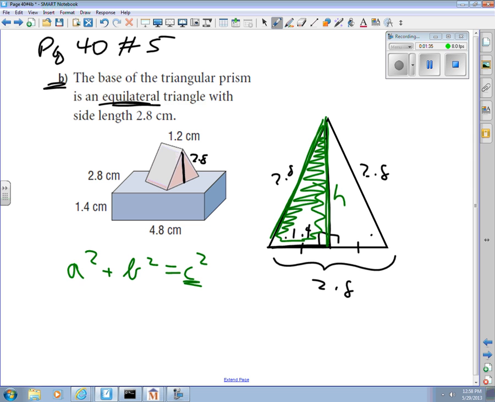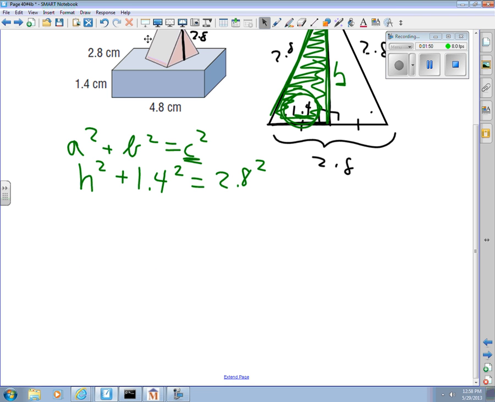It doesn't matter whether I call this one a or this one a. It really doesn't matter. I'll call the height I'm looking for my a. The b number is this 1.4, half of all the way across the bottom. And that right there is my Pythagoras. So from there, I know that h squared would equal 2.8 squared minus 1.4 squared, right? To solve for h, I have to isolate it by moving this to the other side. So h squared is going to equal whatever 2.8 squared minus 1.4 squared is.